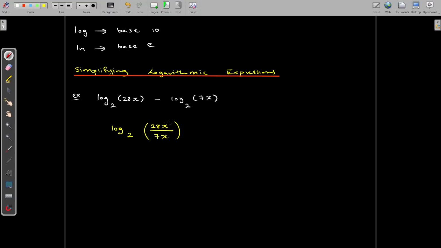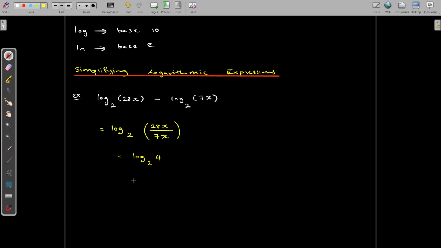Alright, so from here we can proceed to simplify. So 28x divided by 7x, that is 4. So now what we have is log base 2 of 4. Now some might say that this is the final answer, but this is definitely not the final answer. We can go further.